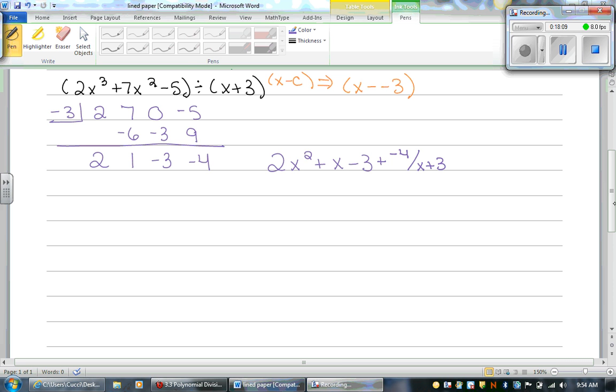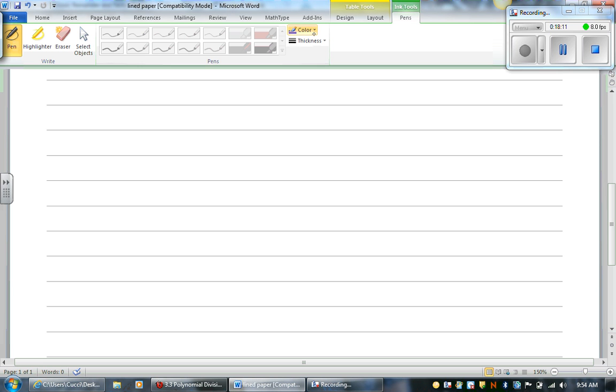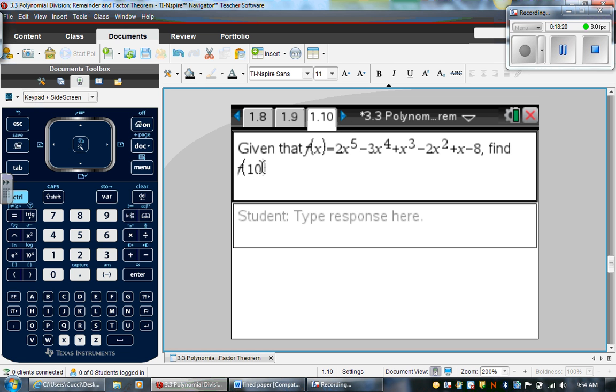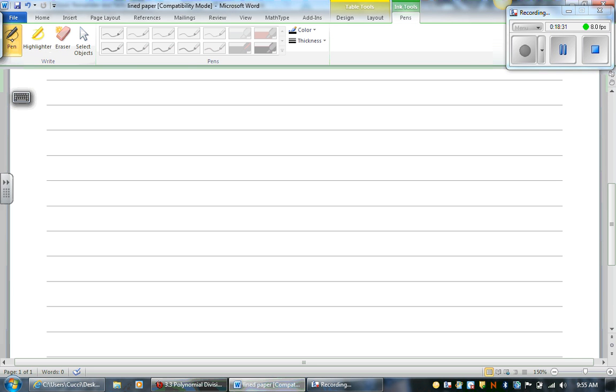Okay, so there is something else we can do with this, and that is that we can use this to find function values. Okay, so if I wanted to find f of 10, instead of using the remainder theorem, what I can do is I can use synthetic division, and f of 10 winds up being my remainder. Okay, so we've got 2x to the 5th minus 3x to the 4th plus x cubed minus 2x squared plus x minus 8, and I want to find f of 10.